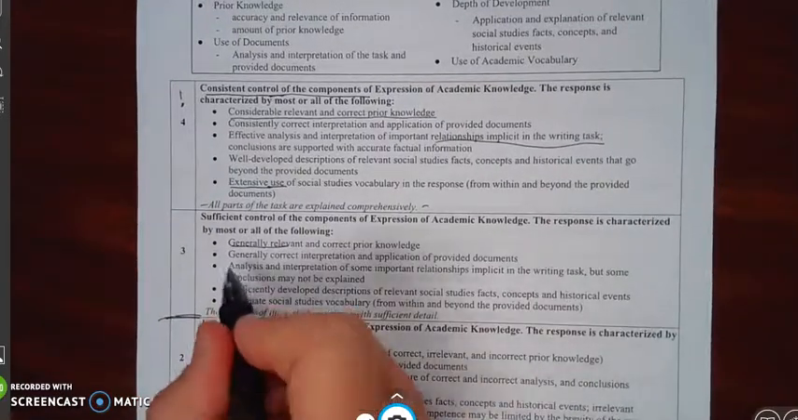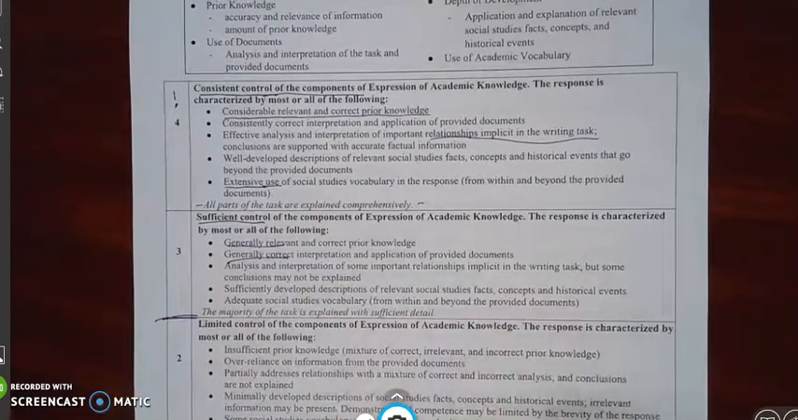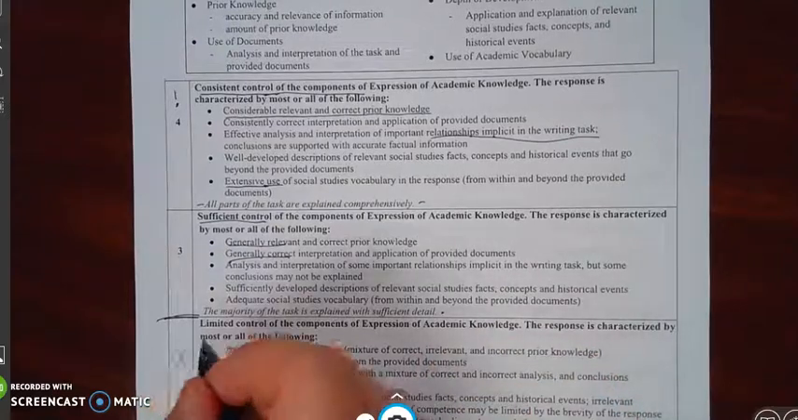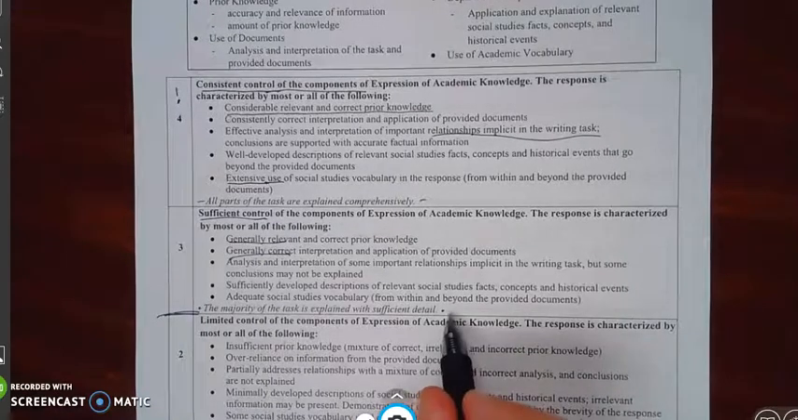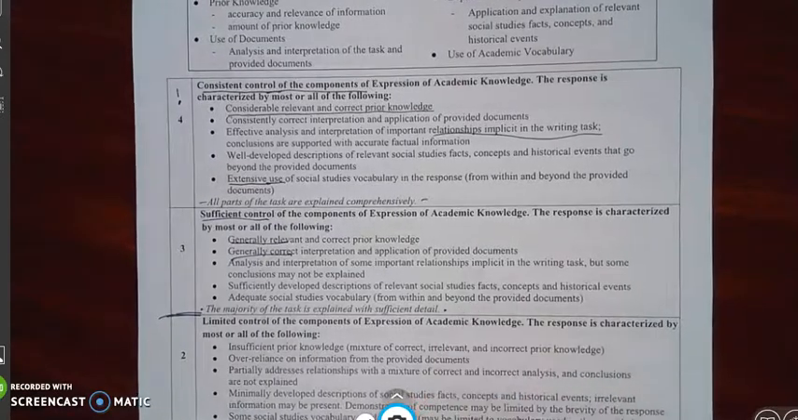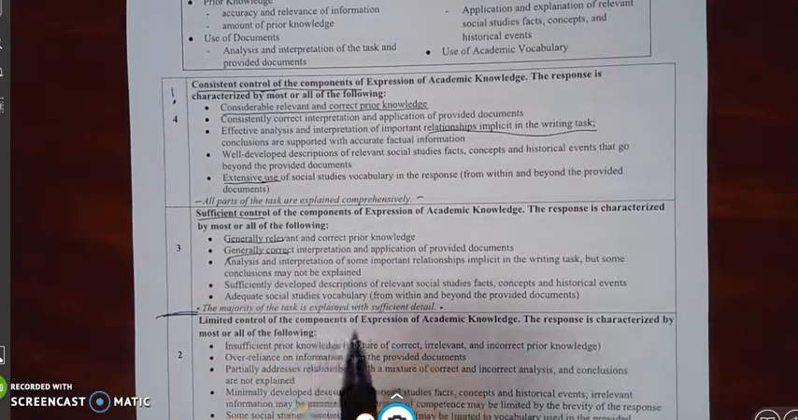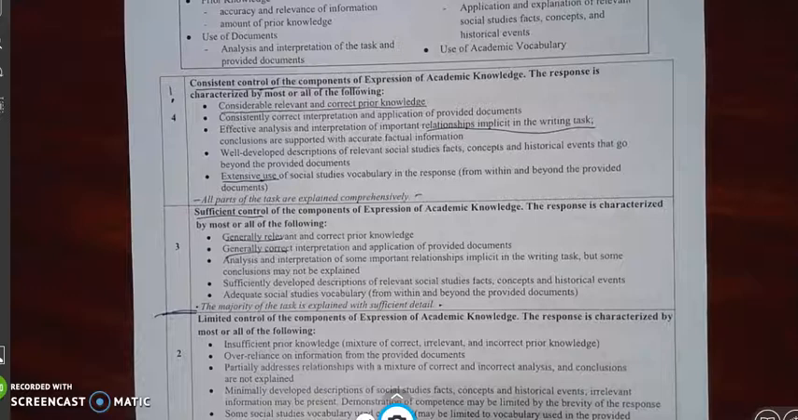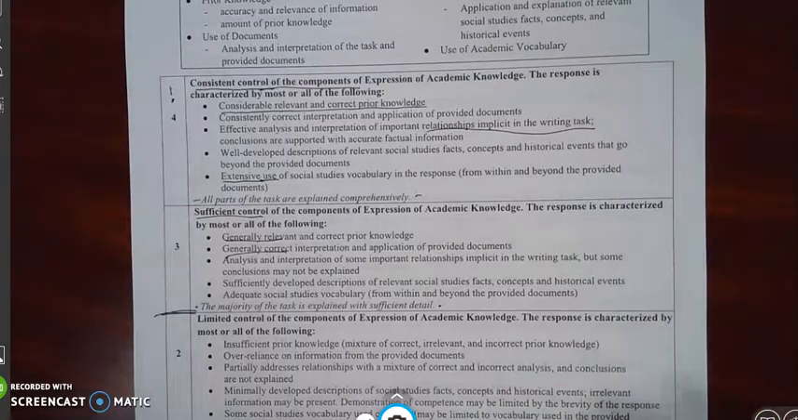This is generally relevant, generally correct. Sufficient control here. The note at the bottom gives it all away. The majority of the task is explained with sufficient detail. So this is that I'm just going to pass. I'm just getting to that point. And so, sufficiently developed descriptions, adequate social studies vocabulary. So you're showing this is that just in time, that just enough.